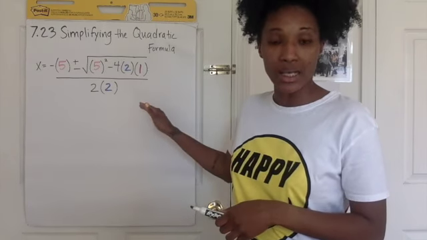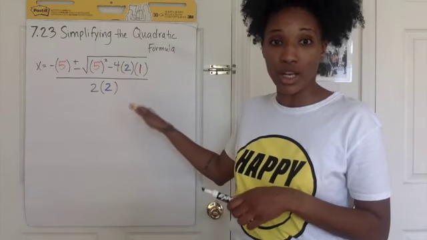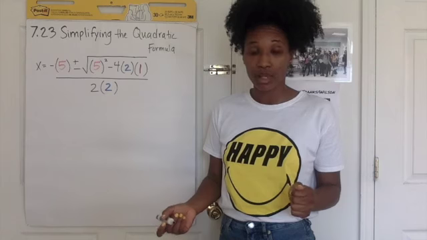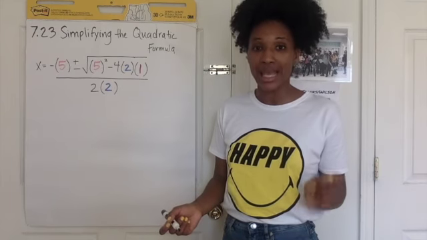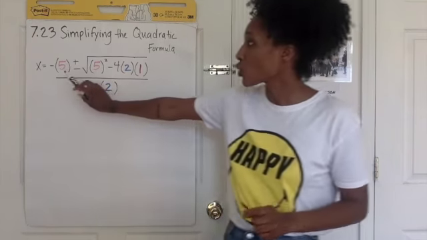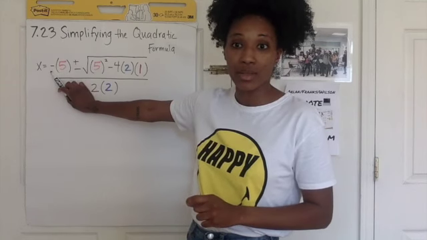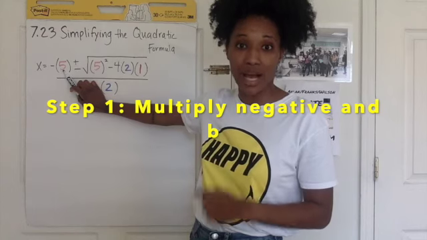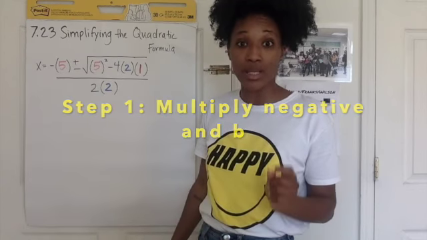When we simplify, we are going to perform the operations that are in the quadratic formula. So step 1 is to simplify the negative b. So here I have a negative times a 5. Well, negative times 5 is negative 5. So that's going to be the first thing we simplify.